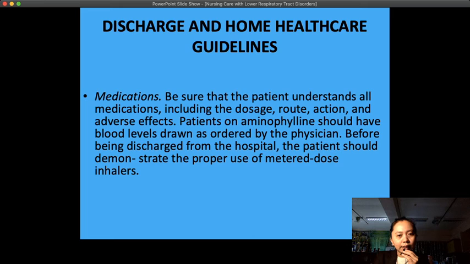Okay? So, discharge and home health care guidelines. Medications: be sure that the patient understands all medications. That's why in your discharge instructions, you have to include the specific dosage, route, action, and adverse effects of the medication. Patients on aminophylline should have blood levels drawn as ordered by the physician. Before being discharged from the hospital, the patient should demonstrate the proper use of metered dose inhalers.